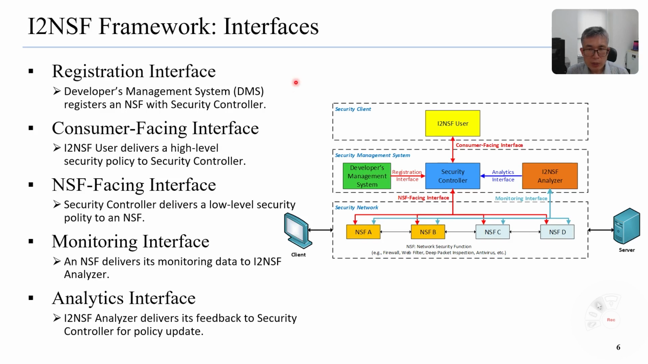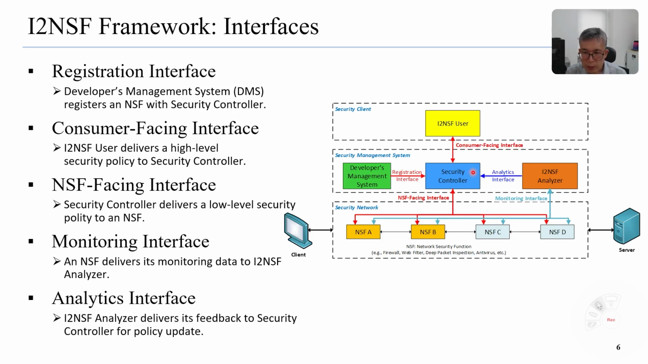The I2NSF framework has several interfaces. The first one is the registration interface. The second one is the consumer facing interface. The third one is the NSF facing interface. The fourth one is the monitoring interface. The last one is the analytics interface. Basically, the consumer-facing interface is the interface between user and security controller, delivering the security policy to the security controller.